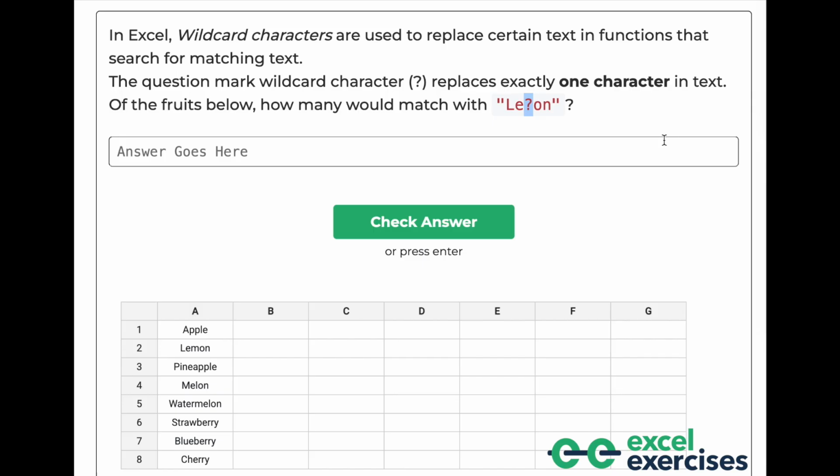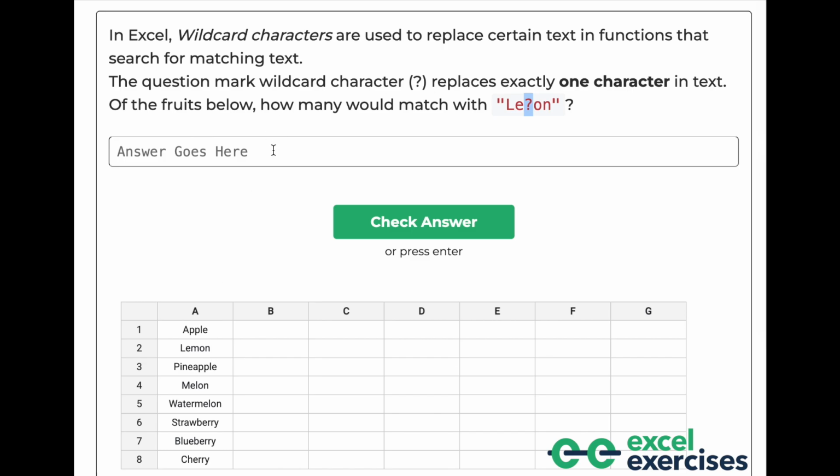A character can be a letter, a number, a space, an apostrophe. So this question mark replaces exactly one character. Which text matches this pattern right here? LE, then something, then ON. Looking at this, lemon matches because this M is one character. It gets replaced by the question mark. If we replaced the M with the question mark, it would match this pattern, LE something ON. And that is the only one that matches.